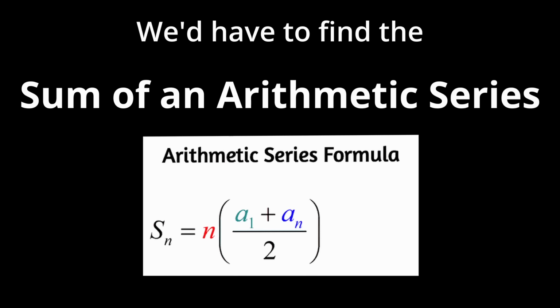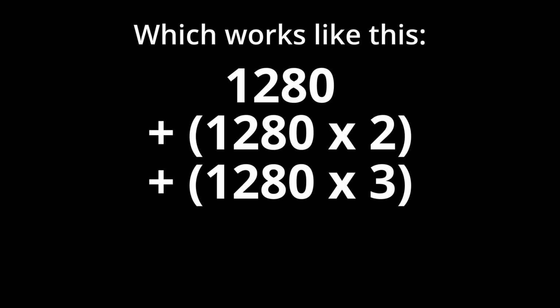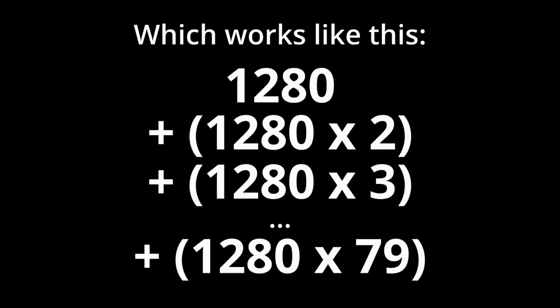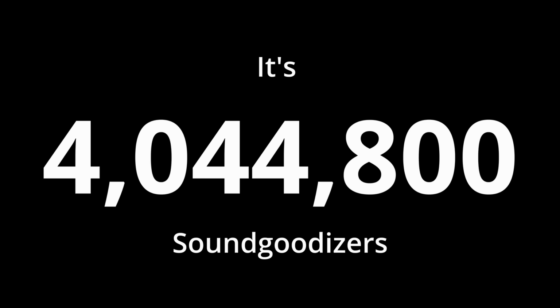To find the answer to that, we would have to find the sum of an arithmetic series, which the formula looks a little something like this. Which in our situation is something like 1,280 plus 1,280 times 2 plus 1,280 times 3, all the way up until 1,280 times 79. I'm not going to waste your time with that. The answer is it's 4,044,800 Soundgoodizers.